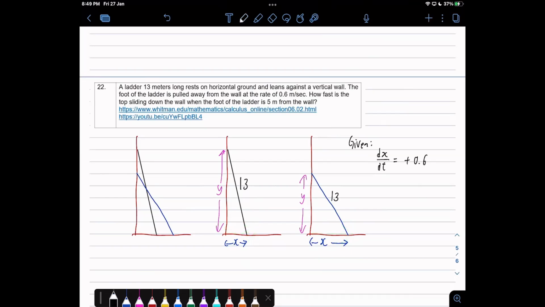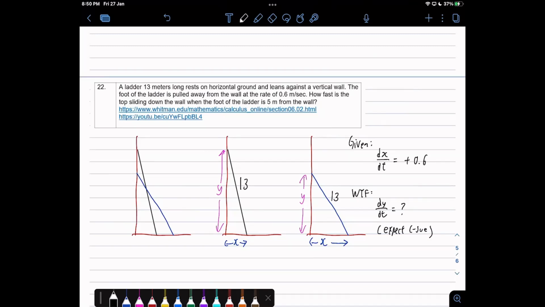What else are we given? How fast is the top? It's not given, it's what we want to find: dy over dt. What are we expecting, positive or negative? Expect negative. Let's just write this down: expect negative.